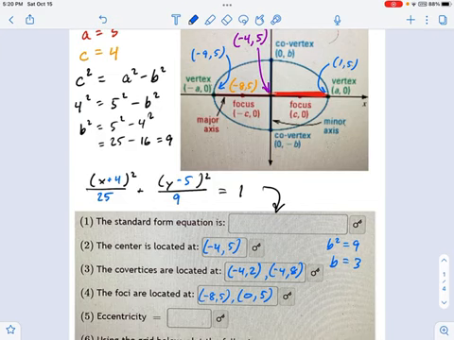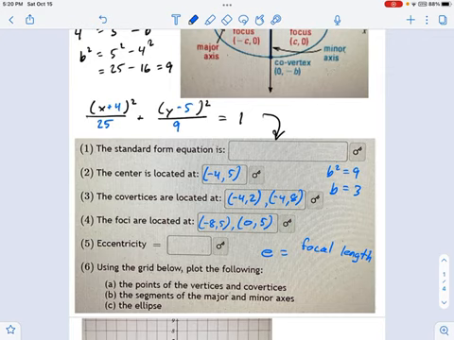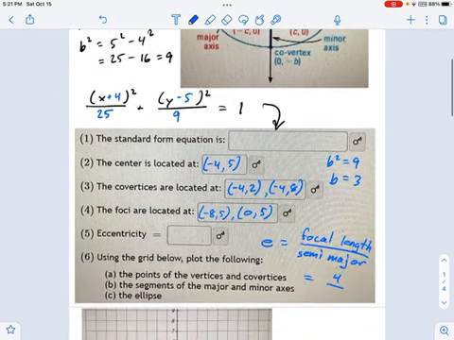Okay, and what do we have left? Eccentricity. Well, remember what eccentricity is. This is defined as the focal length, for lack of a better word. I know that kind of borrows some of our vocab from parabolas, but it's the distance from the center to the focus, divided by the semi-major axis. So in our case, the focal length was 4, and the semi-major axis was 5. So for us, that would just be 4/5.